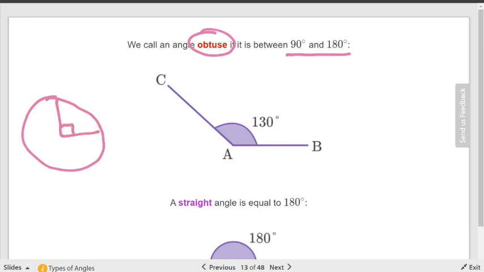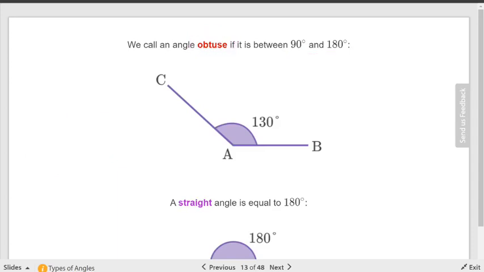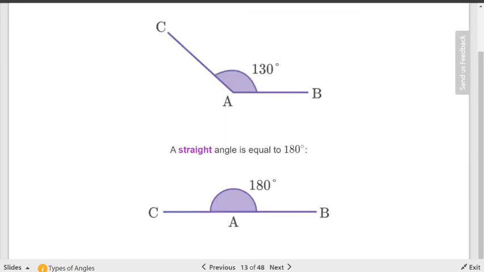Right? So you get a little square inside. That's a 90-degree angle. So obtuse angles are between 90 and 180 degrees. Okay? A straight angle, which seems a little odd to call it a straight angle, but a straight line is also an angle. A straight angle is equal to 180 degrees.